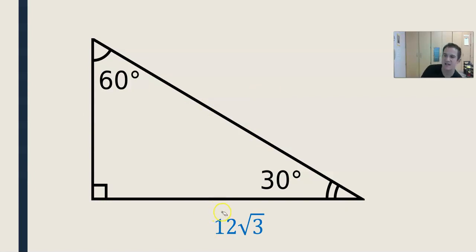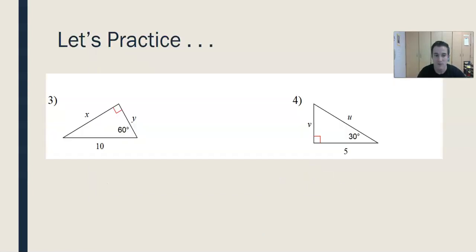What if this long side down here was 12 times the square root of 3? Well, that means this side would be 12. Do I have that up there already? Yep, this side would be 12 because the longest side has to be the shortest side multiplied by the square root of 3. And this hypotenuse is going to be double 12, or 24. That relationship will exist every single time. Okay, let's practice this one.